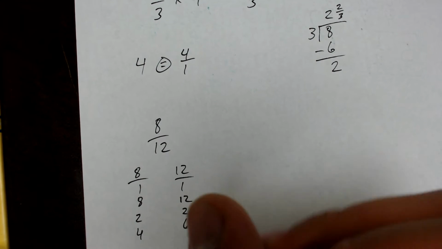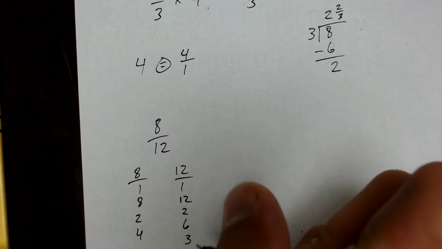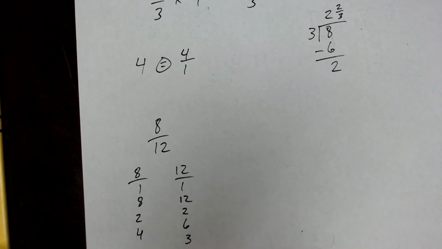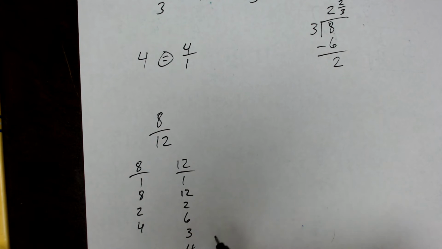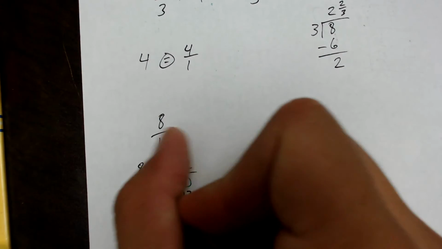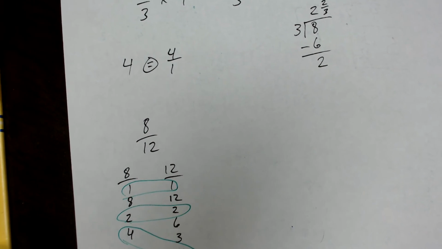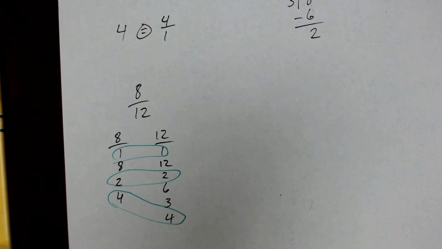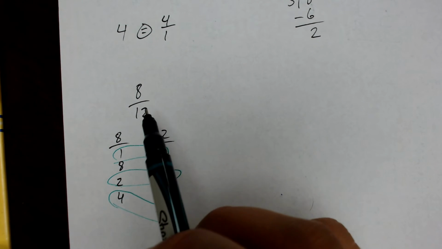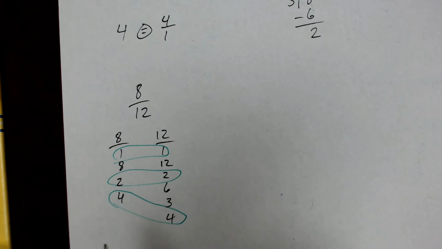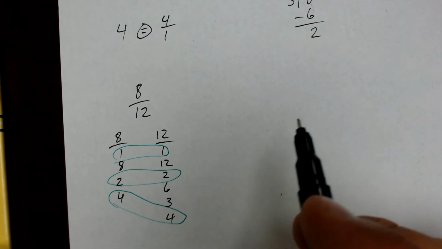8 will not have the number 3. 12 will. 3 times 4. 4 is already represented in both of them. 5 isn't going to work. 6 is already represented on 12. 7 doesn't work. 8 doesn't work. And there's no sense in going any higher than 8. So let's go ahead and circle our common factors. Common factors are 1, 2, and 4. So what reduction by common factor says is I can pick any one of these common factors. I can divide both the numerator and the denominator by that common factor to reduce the fraction.